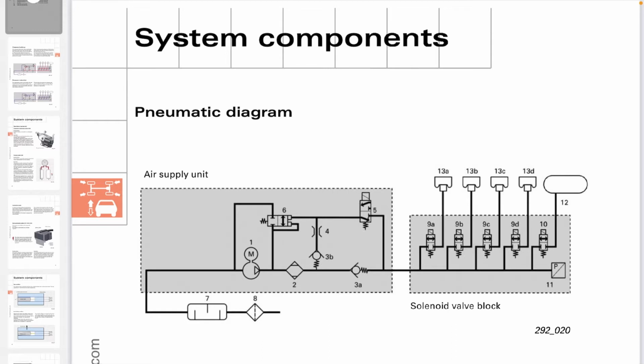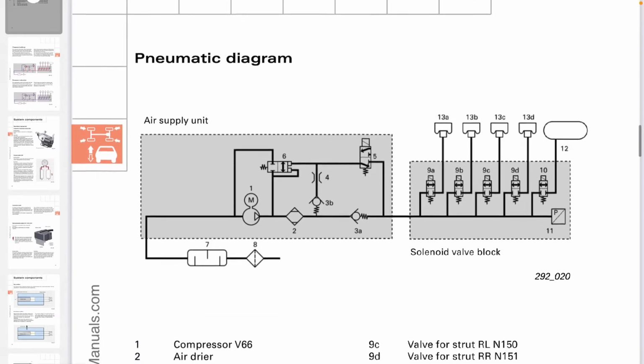This example is from Audi A8 and I have an Audi A6 Allroad. Most of the components are the same between them. Of course, the compressor locations are different. Compressor, valve block, airlines, and the pressure sender as well. And I'm gonna show you.